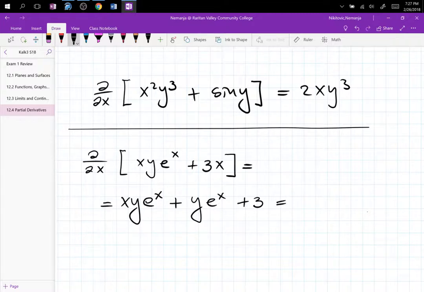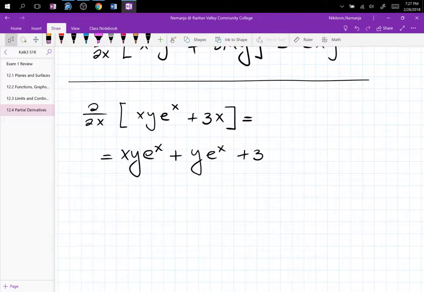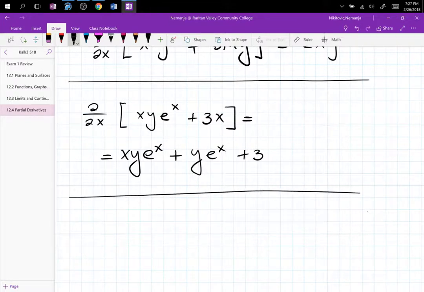Same rules like earlier. Well, I'll just leave it. We're not going to be setting it equal to 0 in this problem anyway.